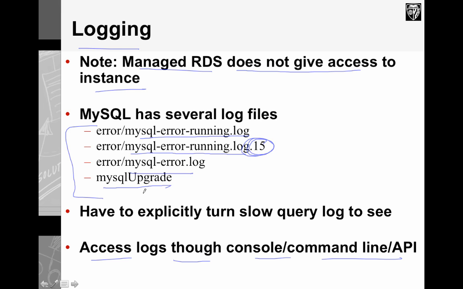It is also possible to explicitly turn on slow query logs. Many MySQL databases provide something called slow query log, but that is something you have to turn on using special variables. And you can do that in your database, in which case it'll start generating the MySQL slow query log.